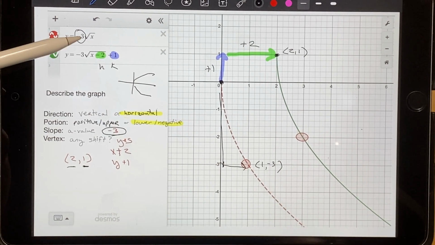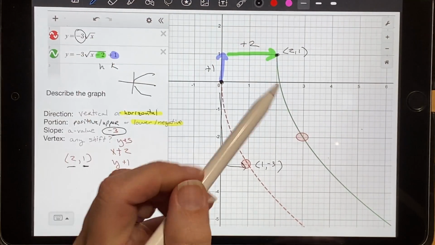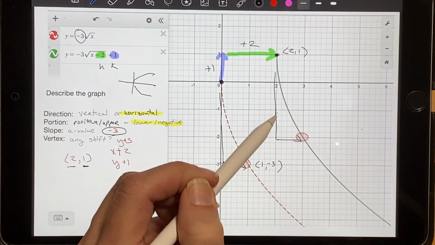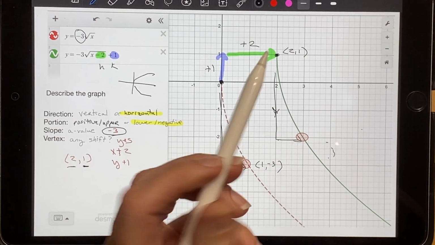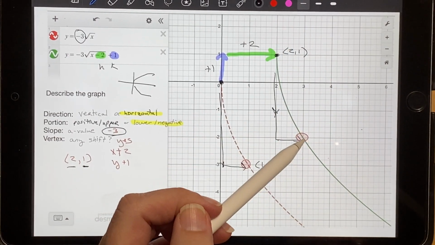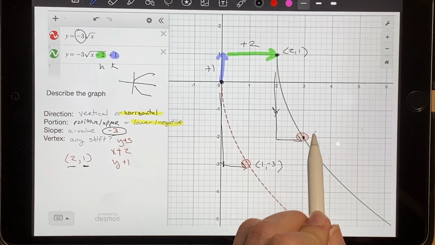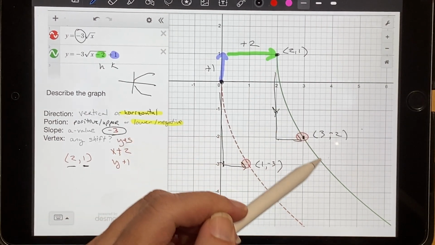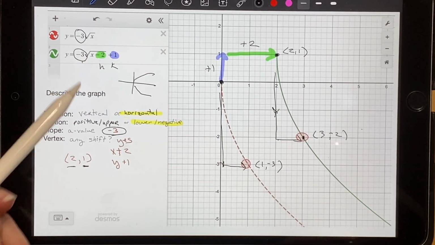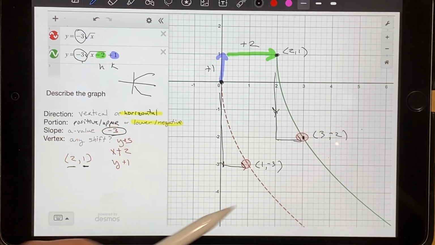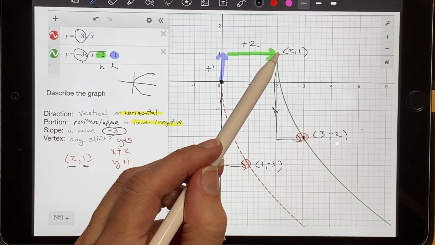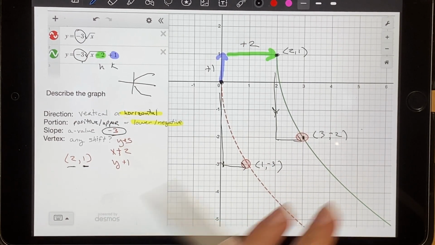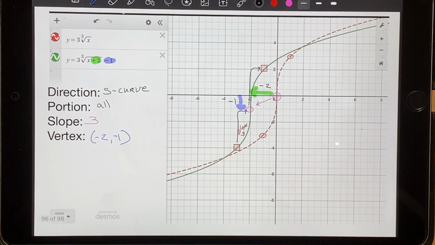My slope has to stay the same, negative. So I'm going down 3, 1, 2, 3, over 1, that way. So I've got my slope of -3. It gives me my very first point here at 3, -2. I know I'm using the lower portion of the graph because I have this -3, and so it's negative. It's telling me I'm using the bottom portion. I can start at my vertex, go to my first point, and make my curve through on into infinity. Okay, let's look at a cubic.